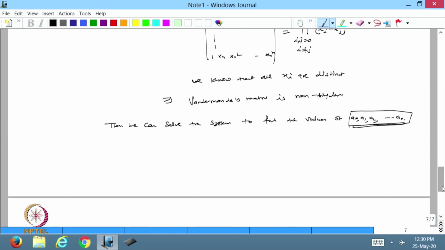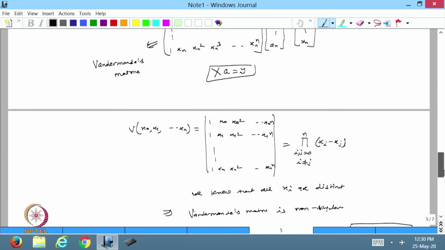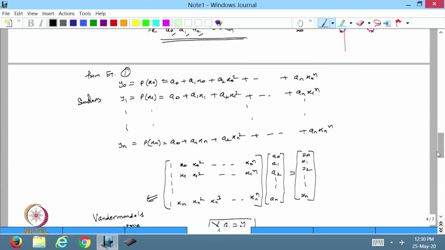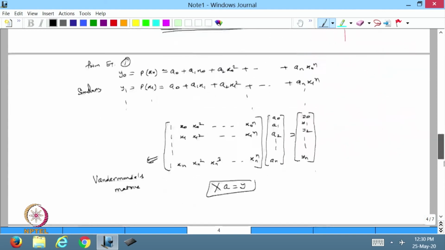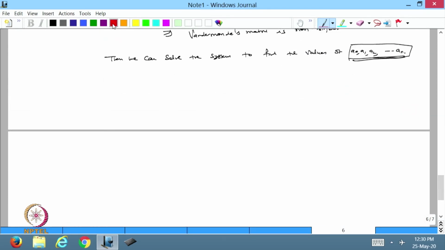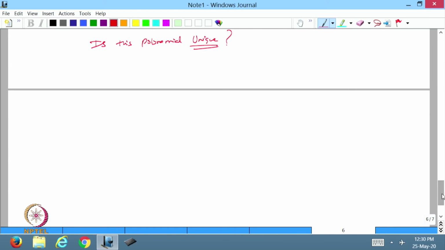Now the question is that once I get this matrix, this interpolating polynomial, for any n plus 1 number of points, is this polynomial unique? Because here we are not using any of the function values, we are just taking the mesh points or the nodal points given to us to approximate the coefficients of the polynomial. So is this polynomial unique? The answer is yes.